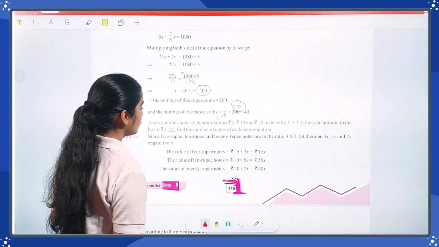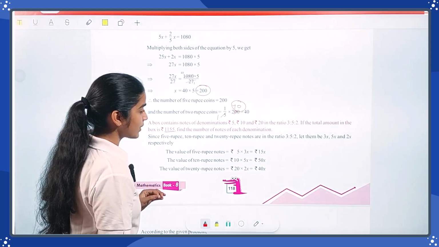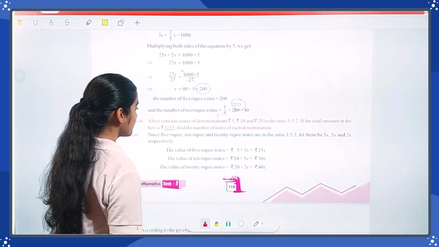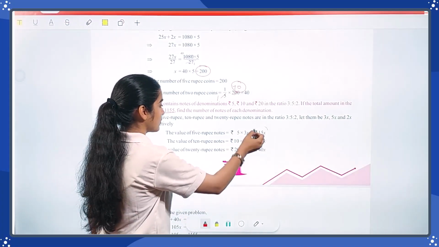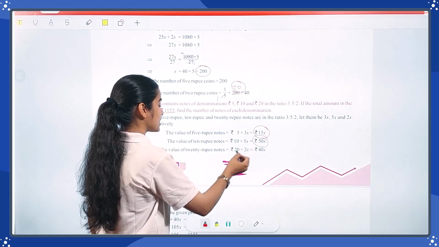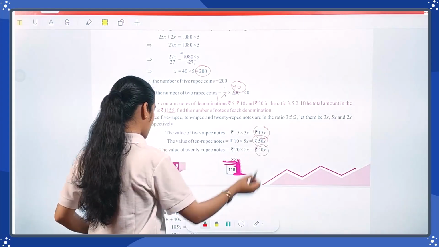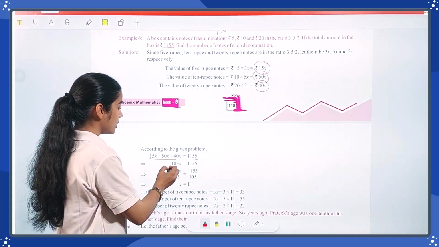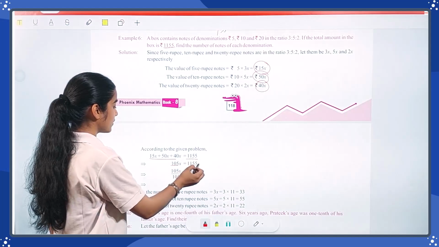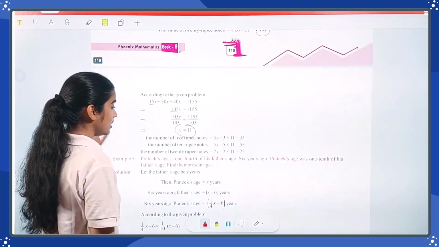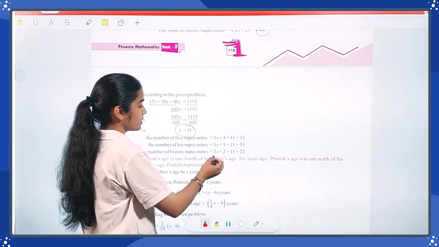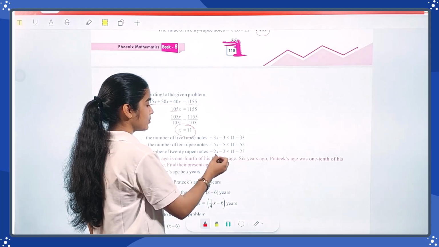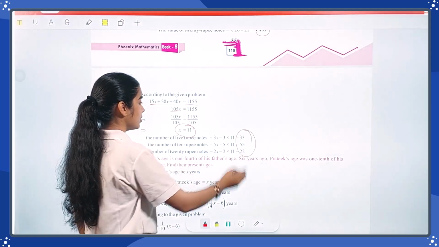Since 5 rupee, 10 rupee and 20 rupee notes are in the ratio 3:5:2, let them be 3x, 5x and 2x respectively. Now 5 multiplied by 3x is 15x, 10 multiplied by 5x is 50x, and 20 multiplied by 2x is 40x. Now add these three numbers together, which is equal to 1155. 105x is equal to 1155 and x is equal to 11. Now put the value of x in your numbers: 3x means 3 multiplied by 11, 5x means 5 multiplied by 11, 2x means 2 multiplied by 11, and here are your answers.